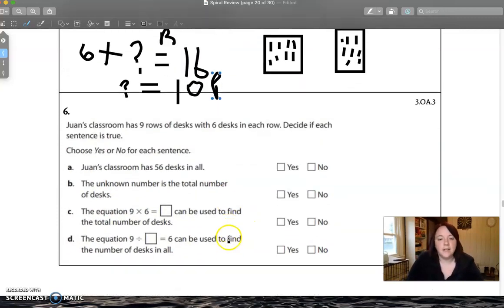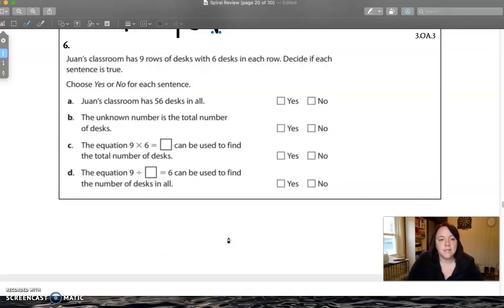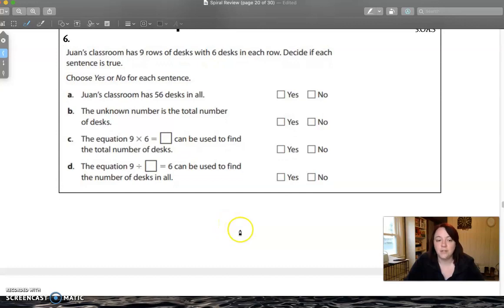All right, and our last one. Number 6. A classroom has 9 rows of desks with 6 desks in each row. Decide if each sentence is true. So I'm going to actually make this into an assessment, and I would like you guys to try it. I'm going to just put this one as an assessment because there's 4 different answers that you have. So I want you to try this one on your own, and I will look at it after.